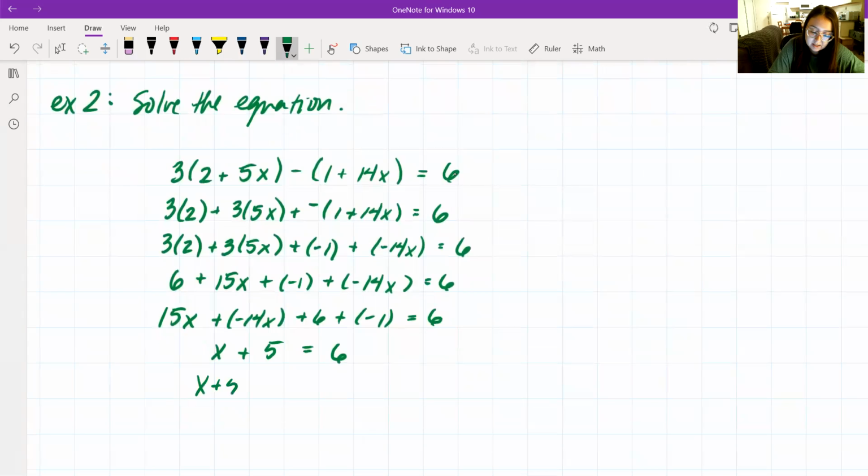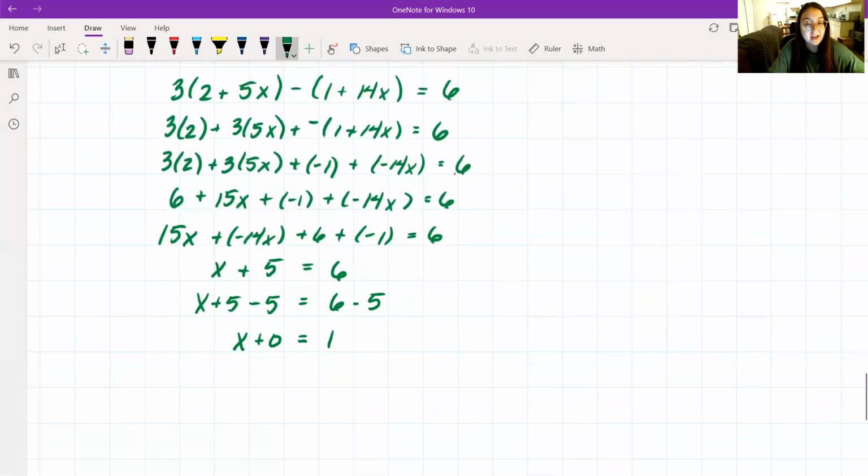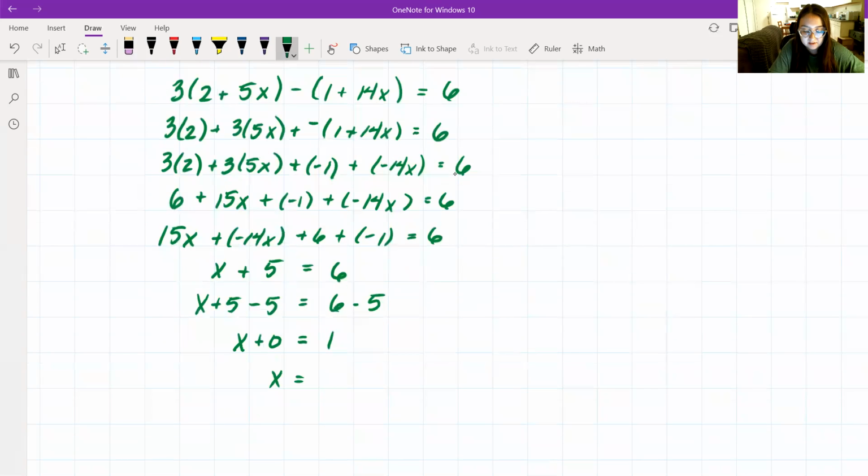So now we're going to get x plus 5 minus 5 is equal to 6 minus 5. Then we end up getting x plus 0 is equal to 6 minus 5, which is just 1, and x plus 0 is just x. So we have x equals 1. And x equals 1 we want to say is our solution, but let's check.